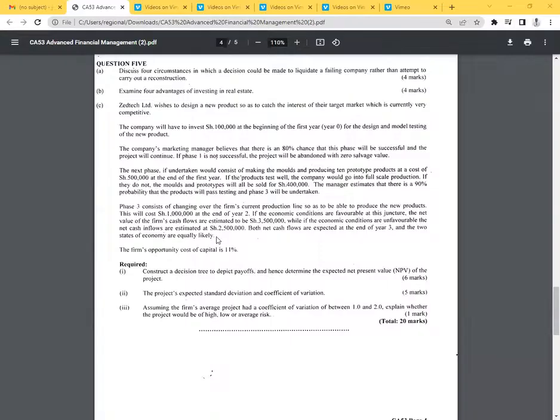So basically they're giving us the COC, the cost of capital. They want us to construct a decision tree to depict payoffs and hence determine the expected net present value of the project. I'm sure there must be somebody saying, Mwalimu, attack that question straight away.